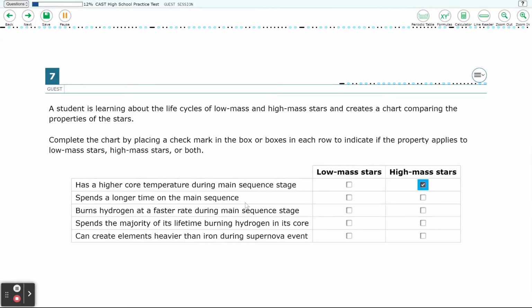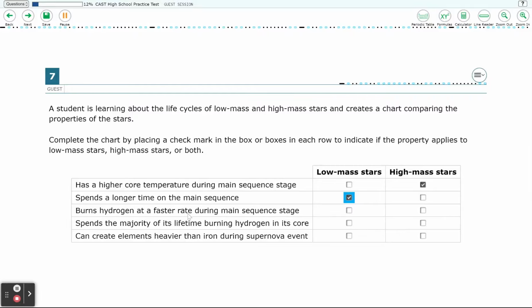Spends a longer time on the main sequence. Well, although high mass stars have more material that they can burn through, low mass stars are at such a lower temperature that the rate at which they're burning it is a lot slower. I like to compare it to a big car like a Suburban or some big heavy thing. It might have a bigger gas tank, but it's going to burn through its fuel faster. Whereas the Prius, even though it's got a smaller gas tank, will be able to go farther because it burns less with each gallon or with each mile. Stars are the same way.